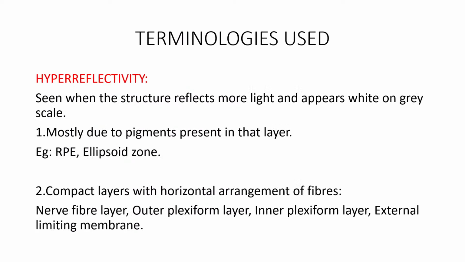Terminology used in OCT. Hyperreflectivity is seen when the structures reflect more light and appear white on grayscale, mostly due to pigments present in that layer: retinal pigment epithelium and ellipsoid zone. The ellipsoid zone is formed by mitochondria in the outer portion of the inner segment of the photoreceptor layers.